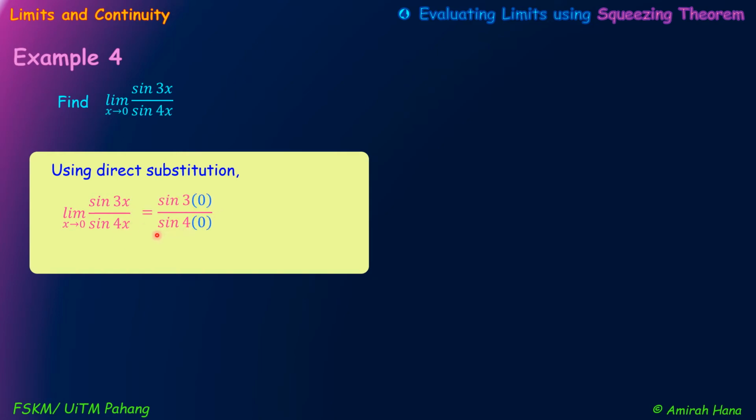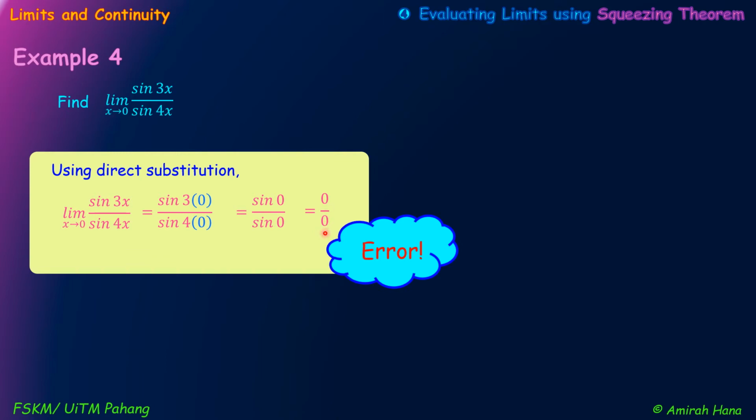And remember, when we use direct substitution, there is no more limit expression. From here, we have sine 3 times 0 over sine 4 times 0. Then we get sine 0 over sine 0. This is not equal to 1, even though we have the same numerator and denominator, because sine 0 equals 0. So we get 0 over 0. This is an error because 0 over 0 is indeterminate. So we cannot use direct substitution when we get 0 over 0.